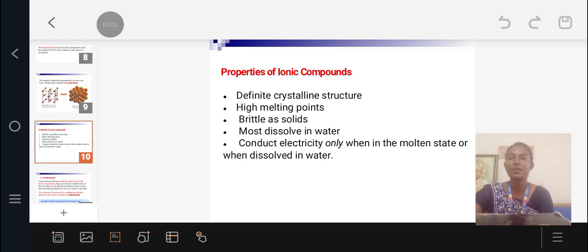Properties of ionic compounds: definite crystalline structure, high melting point, brittle as solid, most dissolve in water, conduct electricity only when in the molten state or when dissolved in water.